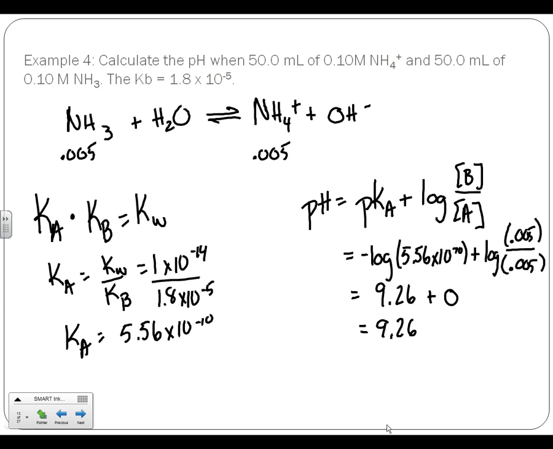And if you think about it, your answer should make sense. 9.26, this is a basic solution, so it's a reasonable pH. If you forget this Ka, Kb, Kw step, and you just plug in the number that you have there, you would end up with a pH of 4.74, and that would not be a reasonable answer for ammonia. That would be a reasonable answer for some sort of acid. So again, just always check yourself. Does your answer make sense? And that is the magic of buffer calculations.